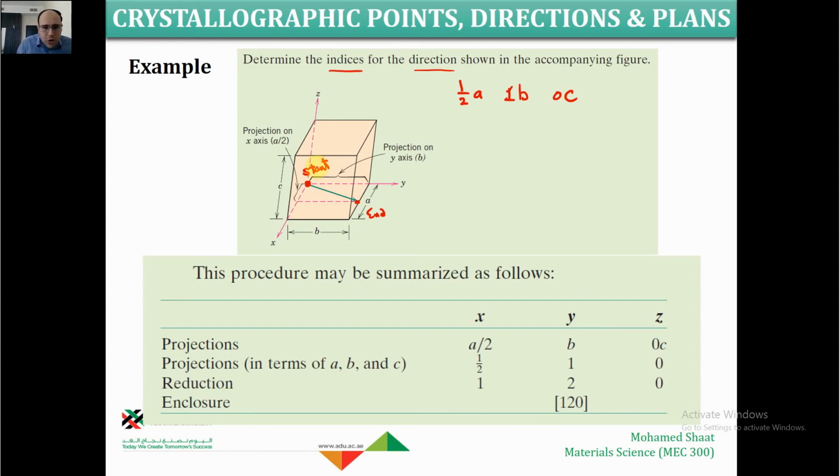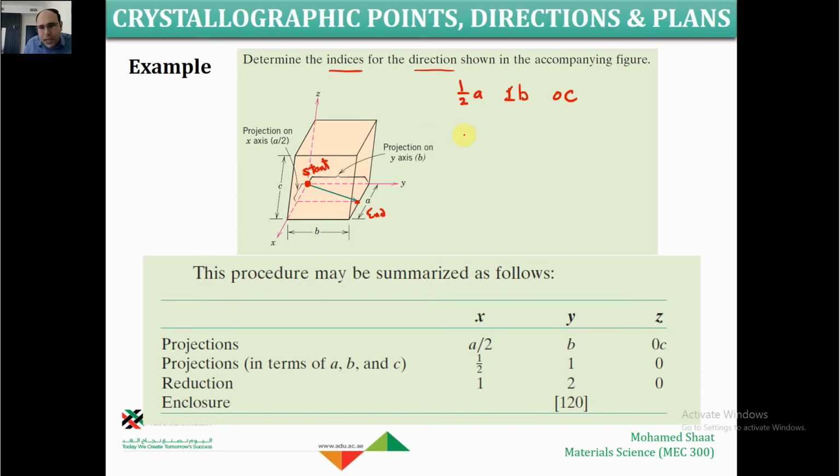How long should you move parallel to X? You should move half of A. How long should you move parallel to Y? You should move the entire B, which is 1B. How long should you move parallel to Z? I'm not going to move anything because I already reached the point. There is no movement in the Z direction. It means that you have 0C. Make sense?